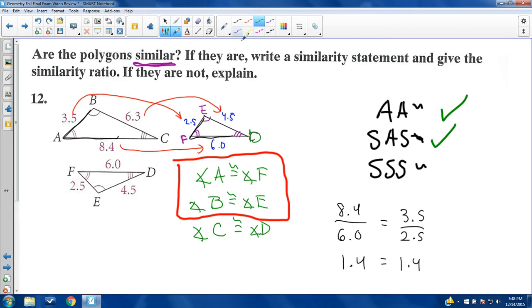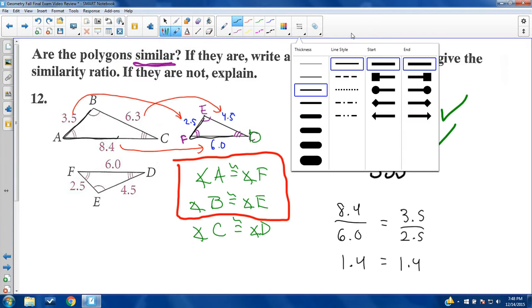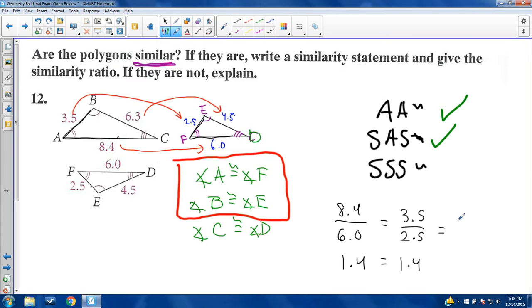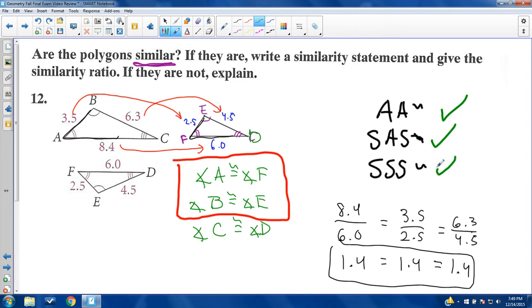Does side side side work? All we have to check is the sides, ignore the angles. That would be 6.3 divided by 4.5, the same thing. Now what would be really interesting is if they gave us a problem where the angles were marked congruent but the sides weren't the same. That would be kind of stupid, because that would mean they're not similar, and the angles therefore could not be congruent. Checking my calculator, I am getting 1.4, so it's a good thing those things check out, which means side side side also works. You could use any of them for any sort of reason.